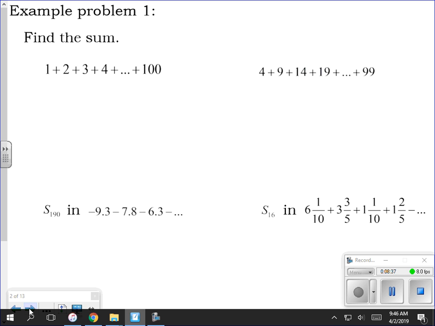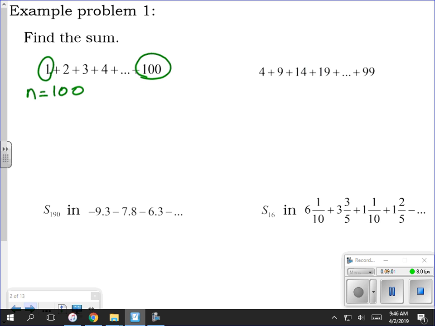However, if we use the formula, it works out well. We need three things for the formula. We need the first number, we need the last number, and we need to know how many numbers there are in the sequence. How many numbers are there? Well, this one's easy. It's 1 to 100. There are 100 numbers. Okay.